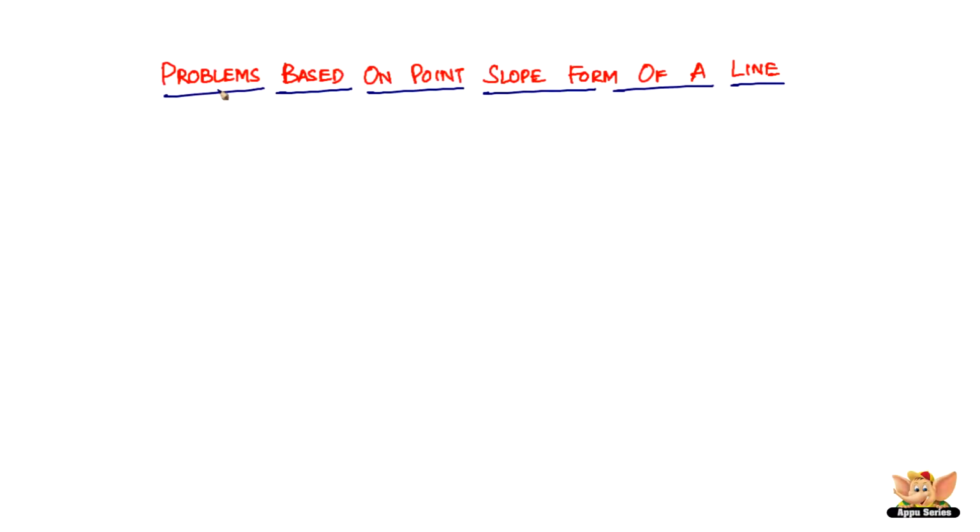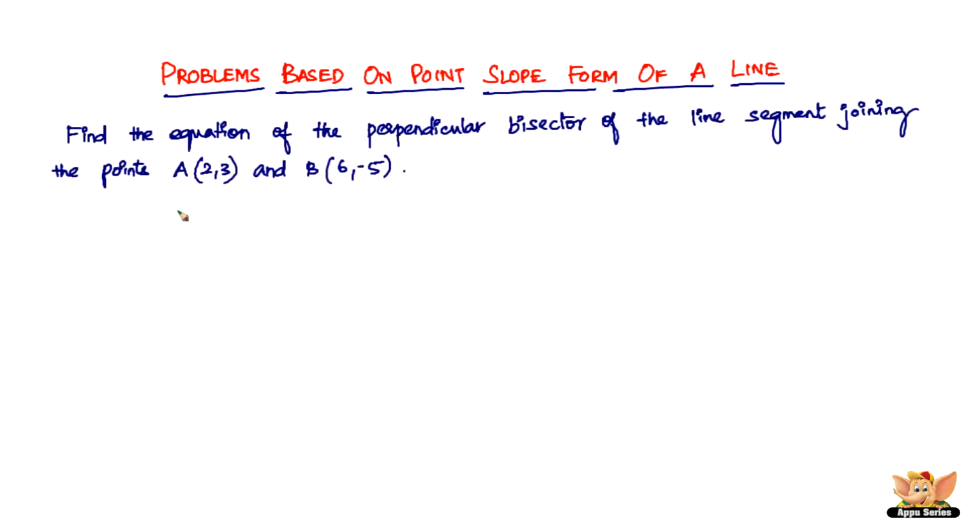In this video, let us continue to solve more problems based on the point-slope form of a line. Alright, so here we've got another question which reads like this. It says, find the equation of the perpendicular bisector of the line segment joining the points A(2, 3) and B(6, -5).